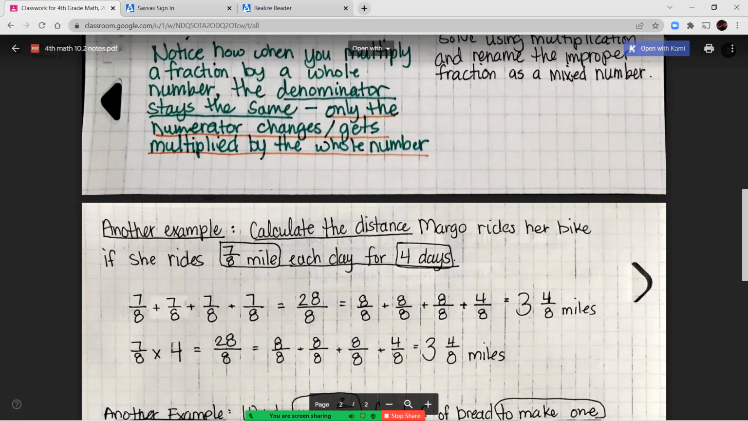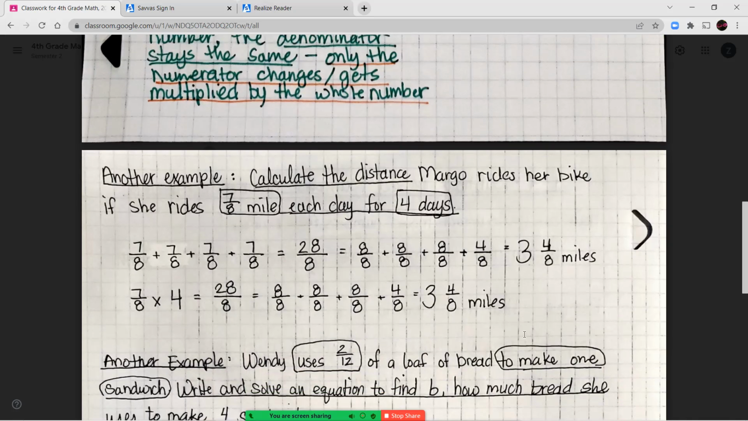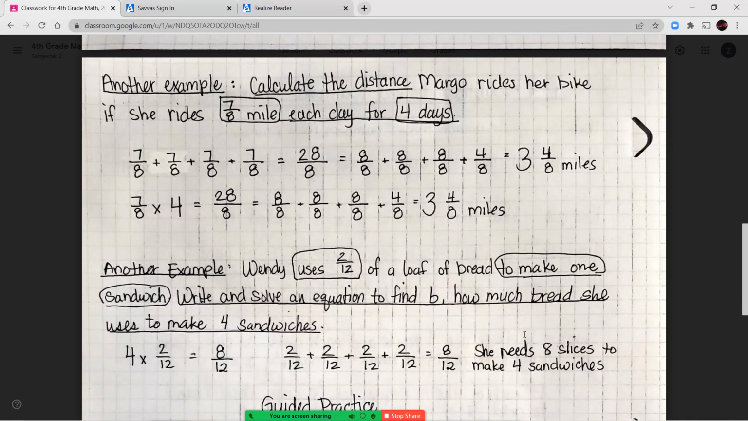Or I could do 7/8 times 4, which is going to be the same thing. It's going to be 28/8, and I'm going to get to my same answer. So you can write it either as repeated addition, or you could write it as multiplication. Your answer will remain the same. Let's look at one more question.